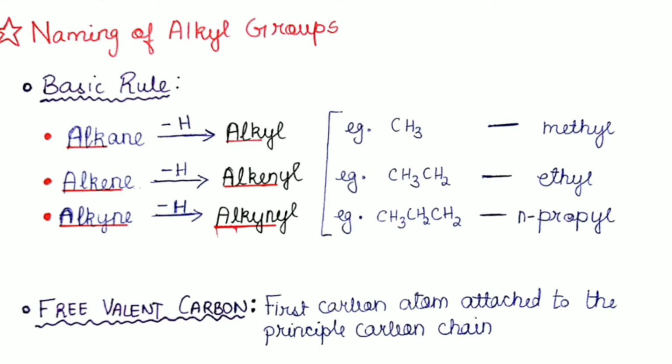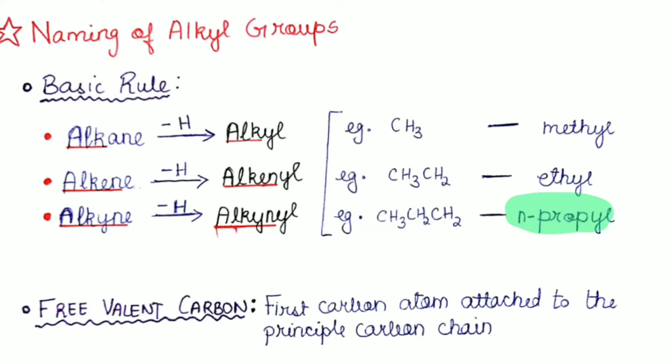So the basic rule for writing our side chain alkyl groups is that when you have an alkane, all you have to do is subtract a hydrogen from the alkane and you'll get your alkyl group. For example, when you have methane, CH4, and you subtract one hydrogen atom from this, you get CH3, that is our methyl, or our side chain alkyl group. The same goes for ethane, C2H6. When you subtract one hydrogen atom from this, you get ethyl. Then you have propane. When you subtract a terminal hydrogen atom from this, you get n-propyl.